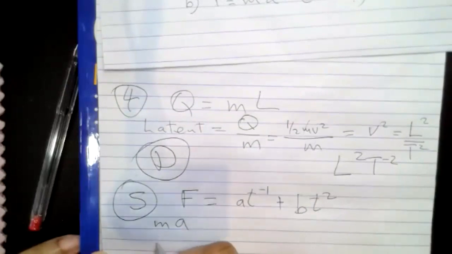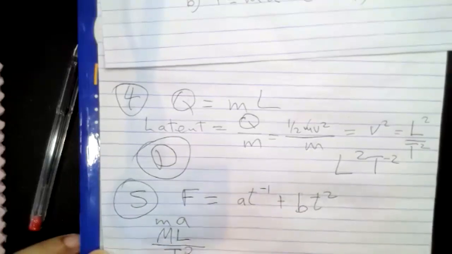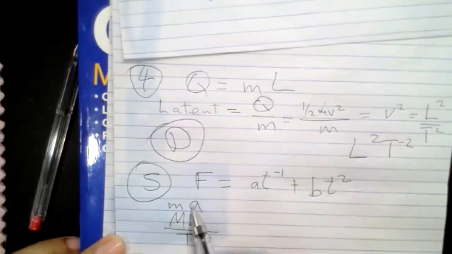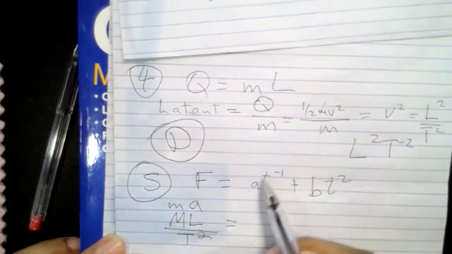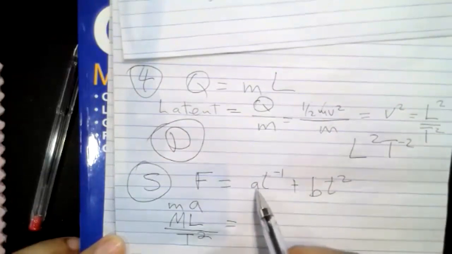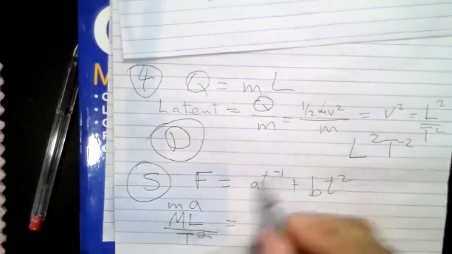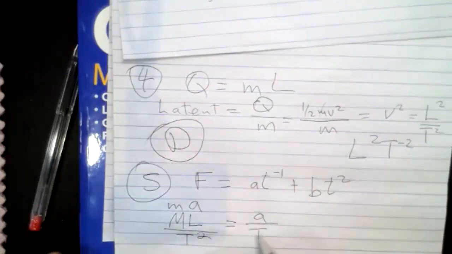The mass is capital letter M. The acceleration is meters per second squared. So mass is M, acceleration is meters, the length per second squared. So this is what we have. So let's find out what A must be. A must be equal to the newtons. So this is A over T. This is T to -1. So that's A over T.